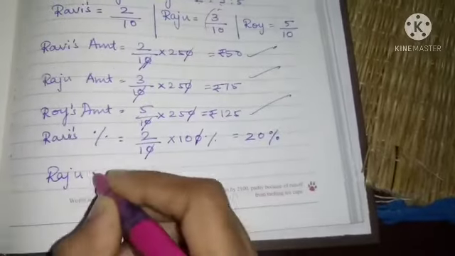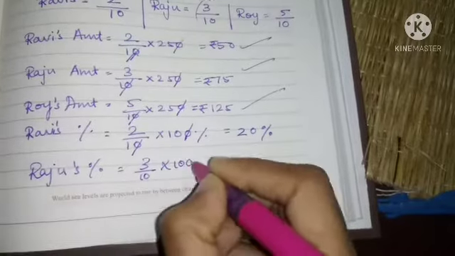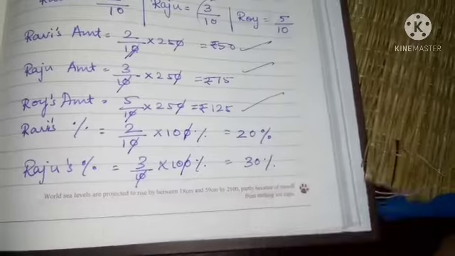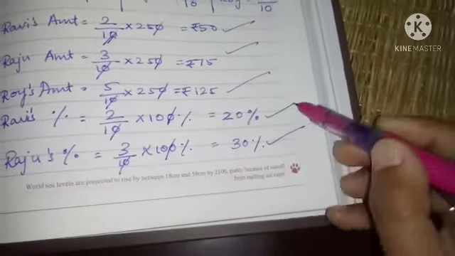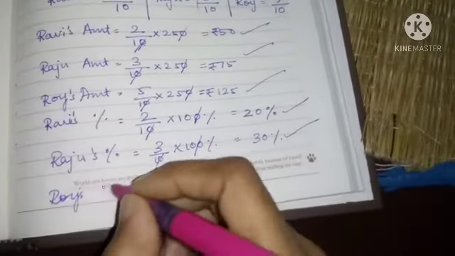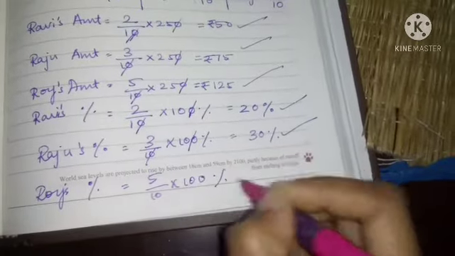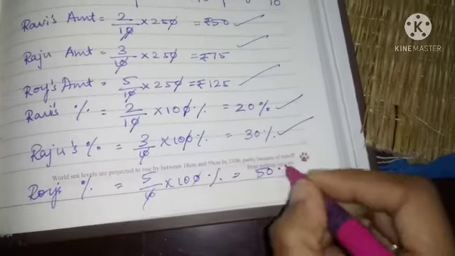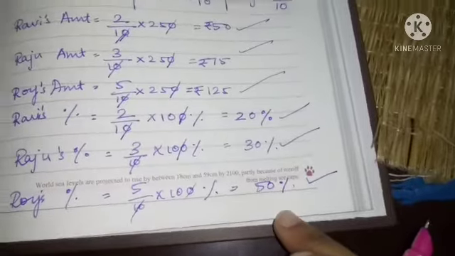Next, Raju's percentage. 3 by 10 of 100 percent is Raju. 0, 0 cancel. 3 into 10, 30 percent. For Raju, we have given 30 percent of the amount. For Ravi, we have given 20 percent of the amount. Next, Roy's percentage. 5 by 10 into 100 percent. 0, 0 cancel. So 5 into 10, 50 percent. So we have given Roy 50 percent of the 250 rupees.